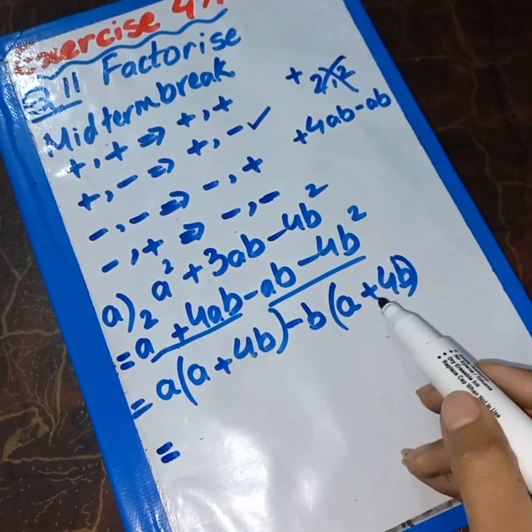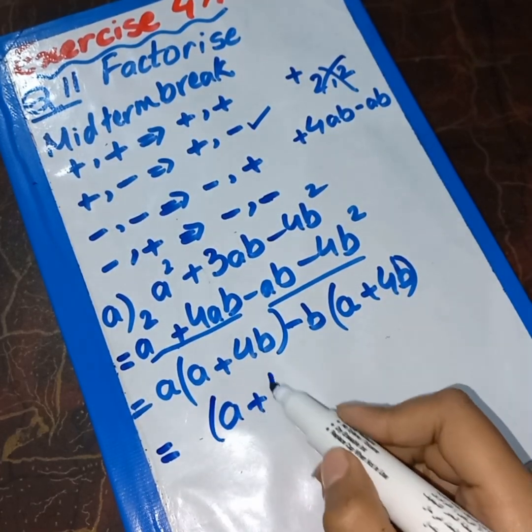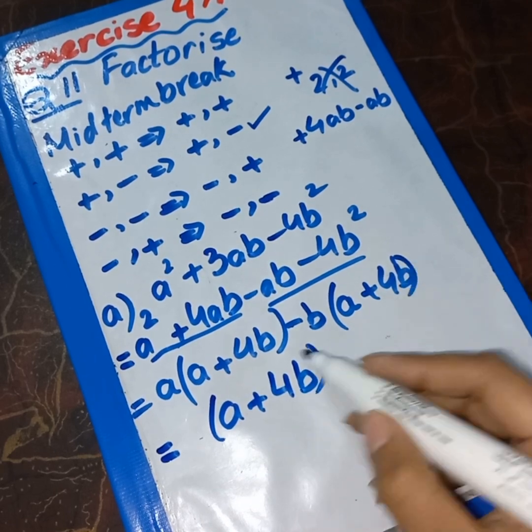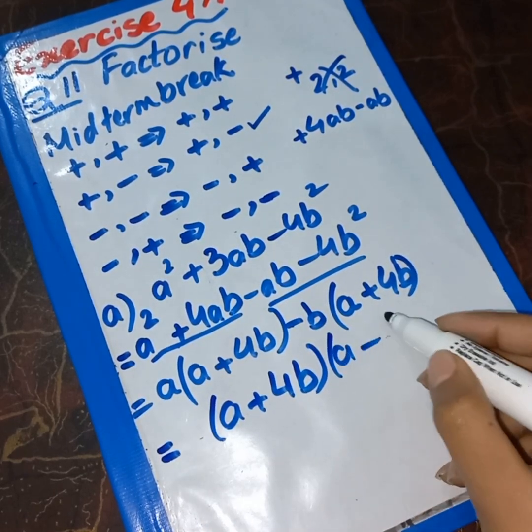Now once they are the same, write the common bracket once, and the uncommon terms which are outside the bracket, a minus b.